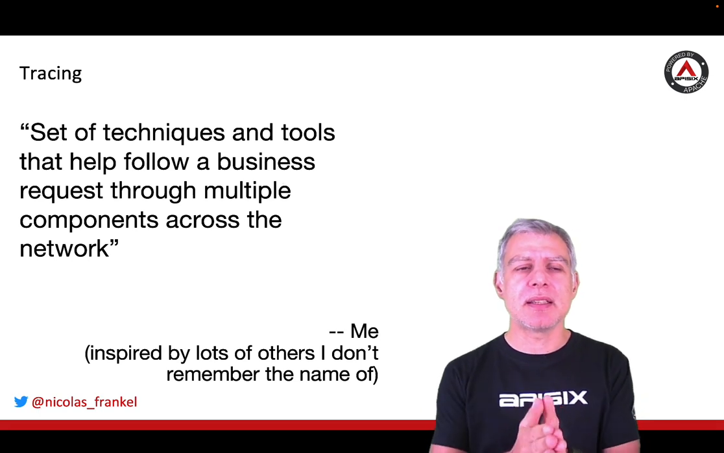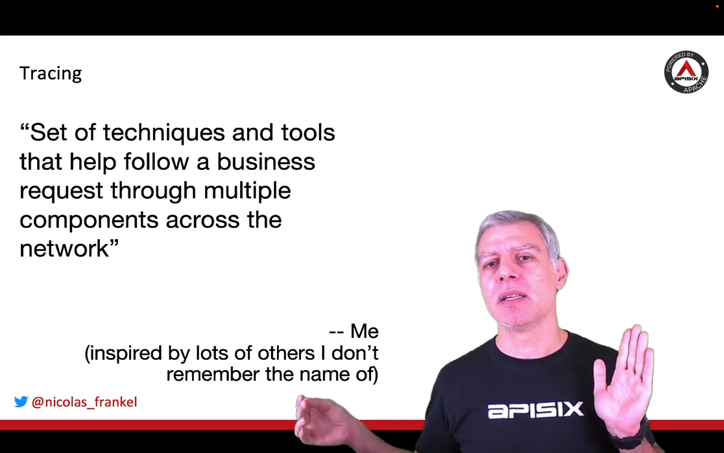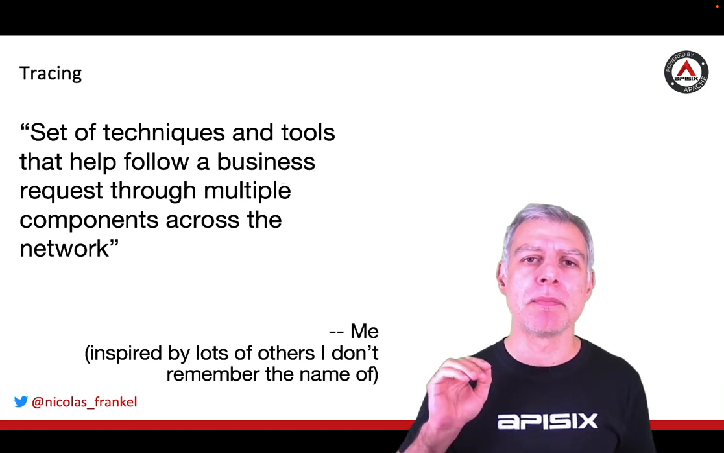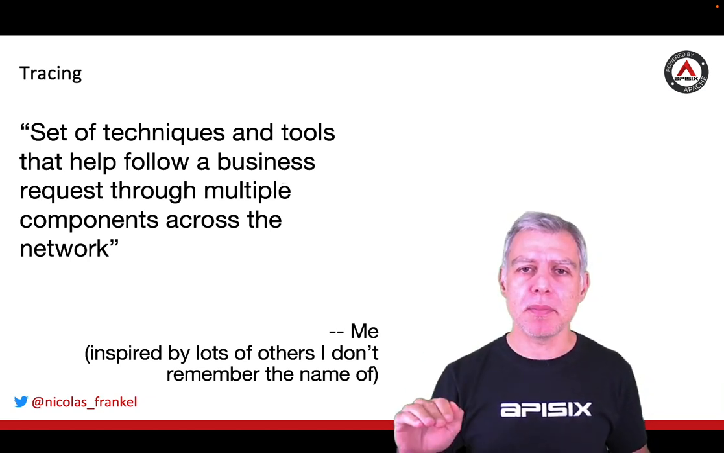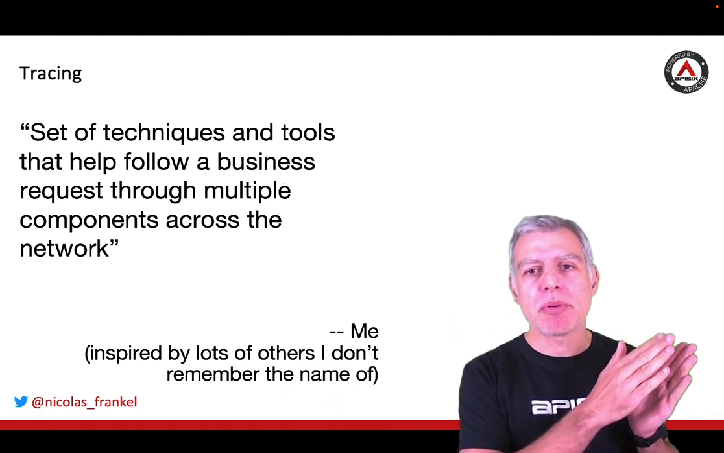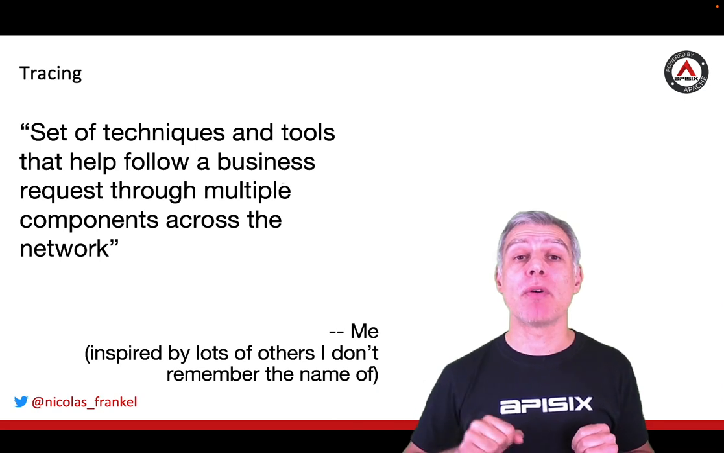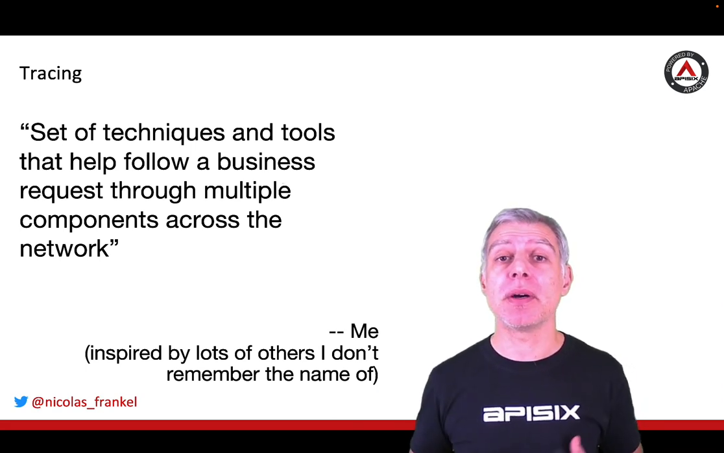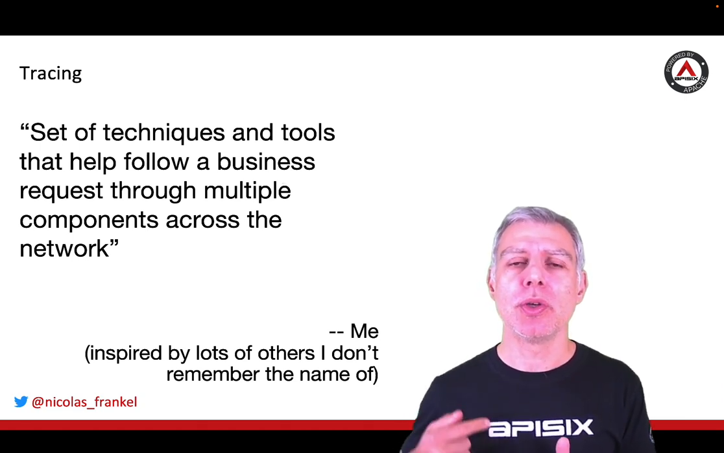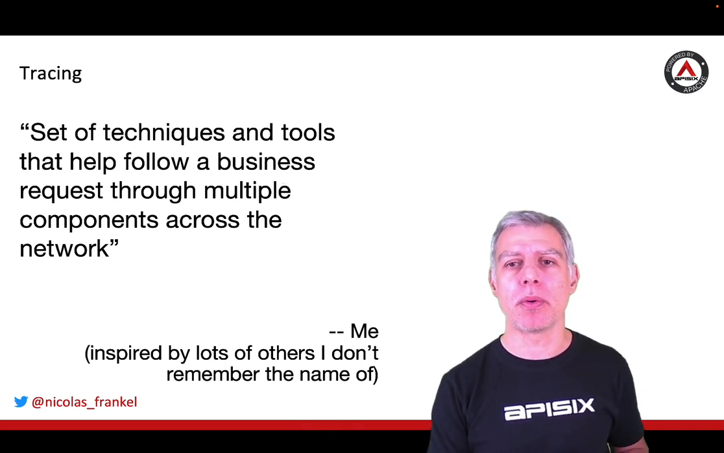So basically, tracing is a set of techniques and tools that help follow a business request across the network through multiple components. This is really, really important. Again, in a distributed system, you've got multiple components. Your business transaction will require all those components to work together to achieve the business goal. If one of them fails, you're in deep trouble. And if it's repeatedly the same component that has an issue, you need to be aware of it. So tracing the request across all those components is important.